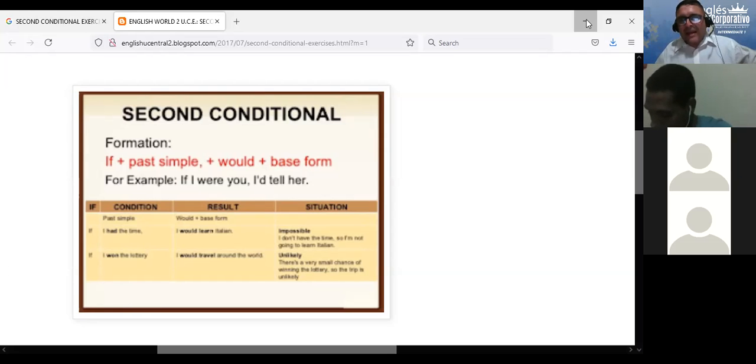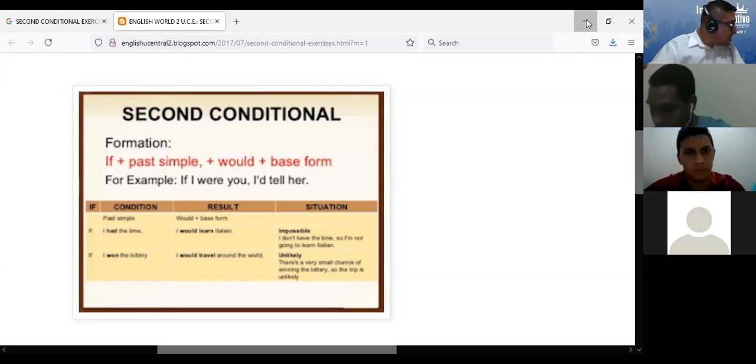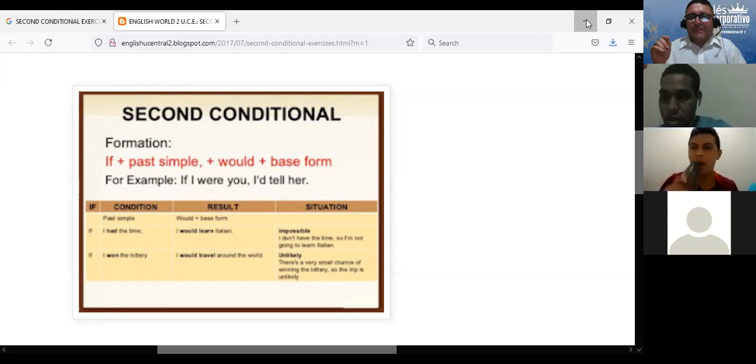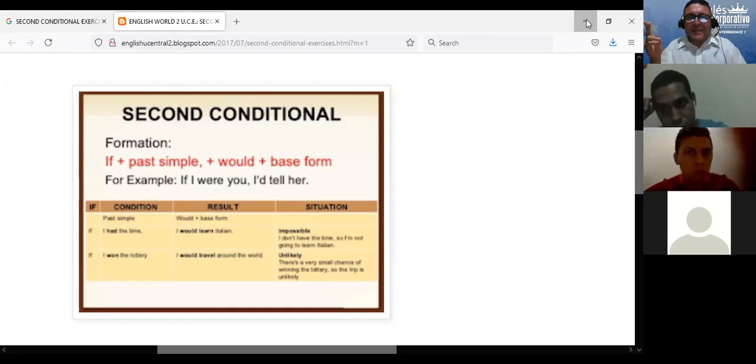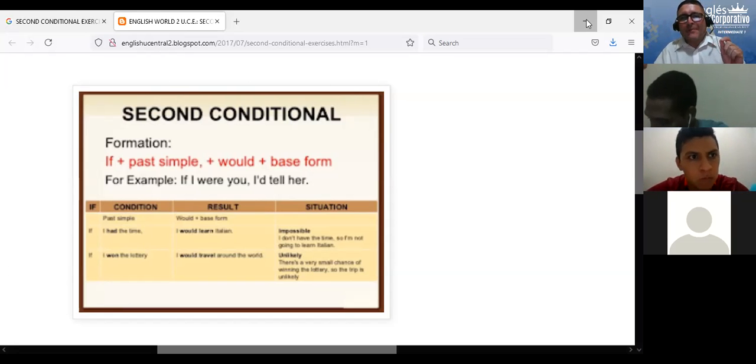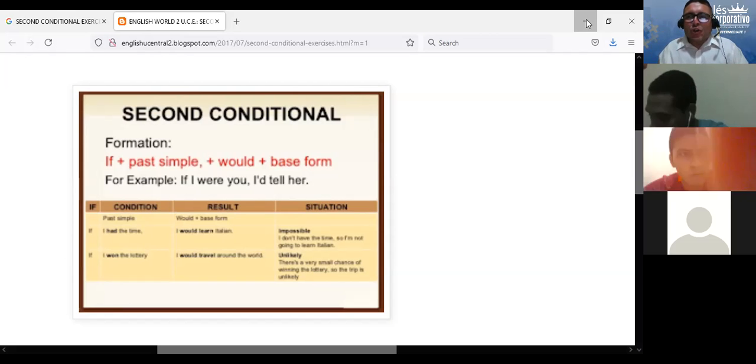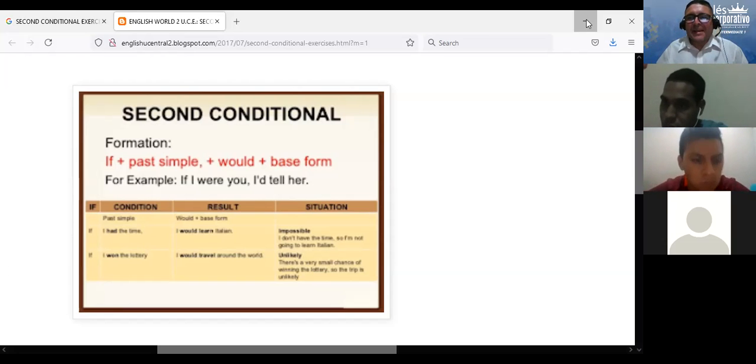How do you say si yo no tuviera cable televisión? If I didn't. Listen. When you're using have, the second conditional, remember this. When we use the second conditional, it's mandatory that you use the simple past. So when the information is negative, you have to use didn't. If I didn't have cable television. I would have Netflix. I would use internet maybe. Okay. Questions.